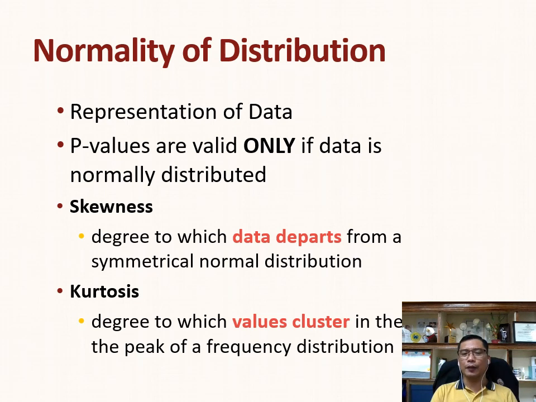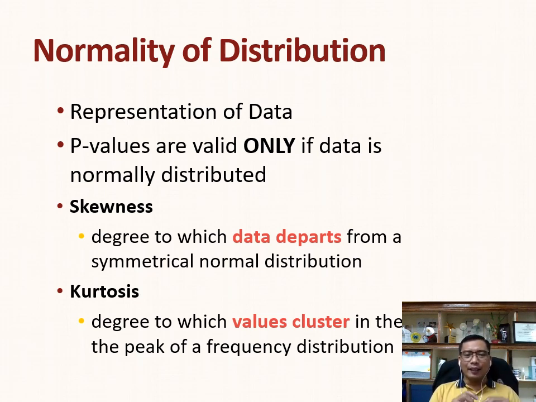One general assumption, although it would vary from test to test, but we will be talking here about general assumptions. One is about normality of distribution. When you talk of normality, it talks about representation of data, and you could only say that the p-values, the computation results that you would be getting, would only be valid if it is normally distributed.